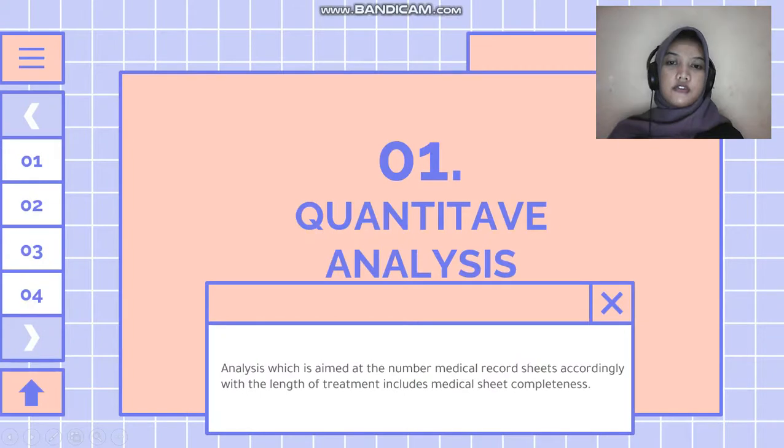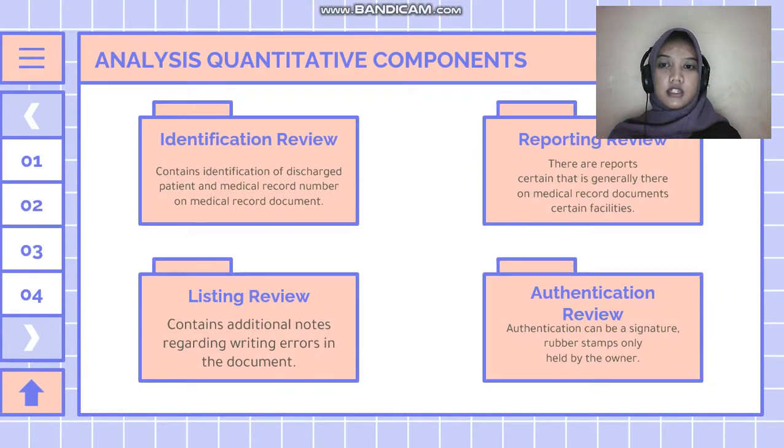Okay, the first is quantitative analysis, which is aimed at the number of medical record sheets in accordance with the length of treatment, and includes medical sheet completeness. The components are identification review, listing review, reporting review, and authentication review.